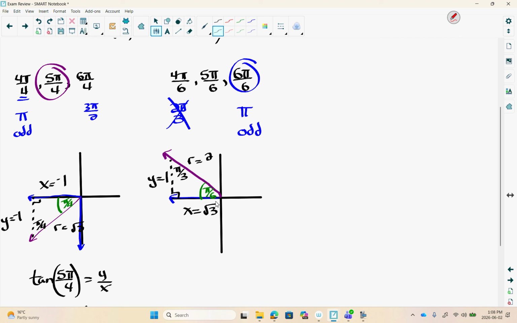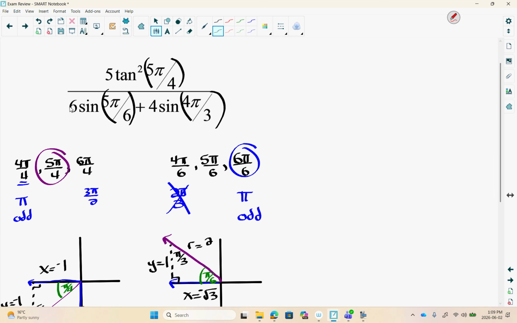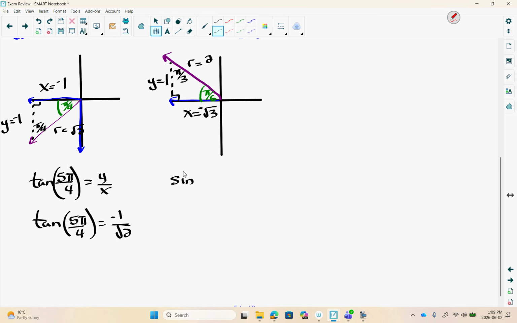Now, any of these positive or negative? The root 3 is a negative because you're moving left. The y is a positive because you're moving up. And the r, the resultant, is always a positive. Which trig ratio am I trying to solve for? The sine of 5 pi over 6. Remember, sine is equal to y over r, or the opposite over the hypotenuse. The opposite is y, the hypotenuse is r. The sine of 5 pi over 6 is going to equal 1 over 2.